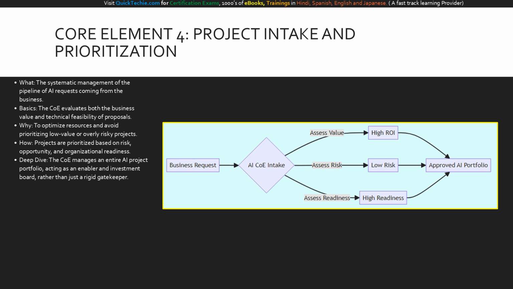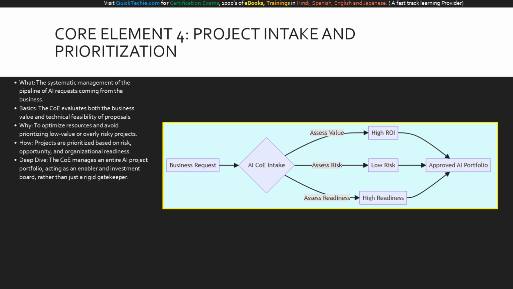In our deep dive, we see that the COE is effectively managing an entire AI project portfolio. It acts as an investment board for technology. However, it's critical to remember a key anti-pattern. The COE must act as an enabler, not just a gatekeeper. If the intake process is too rigid or slow, teams will bypass the COE entirely.